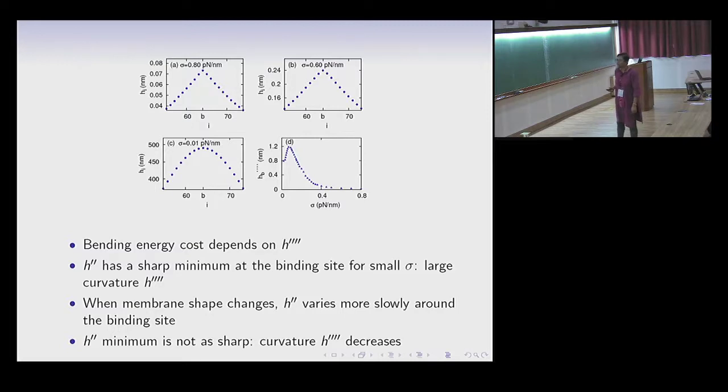You can also convince yourself that when this happens, the fourth derivative of height, which actually decides the bending energy cost to create a protrusion, shows a peak. Because when you start from large sigma and decrease sigma, the bending energy cost, the minimum of H double primed, becomes sharper as you go from here to here. So the curvature of H double prime, that is the fourth derivative of height, increases. But then when this happens, the fourth derivative of height actually decreases. So the bending energy cost actually shows a peak.